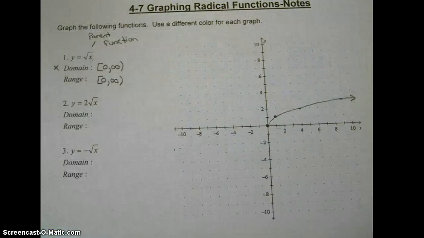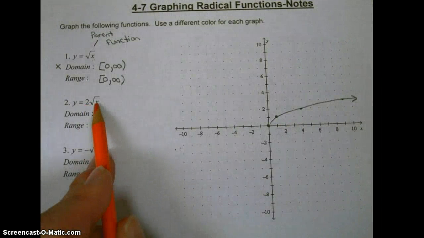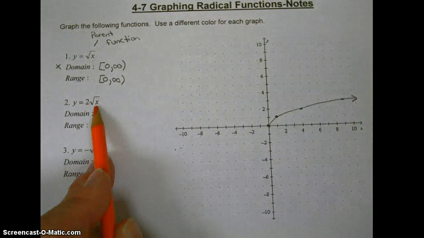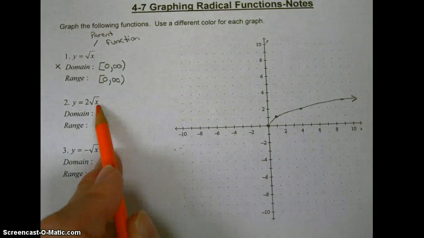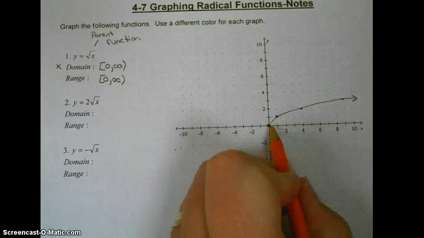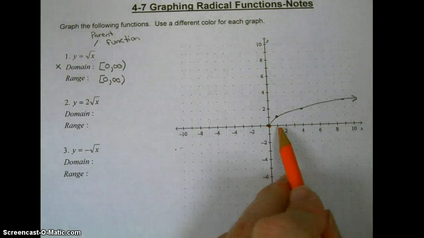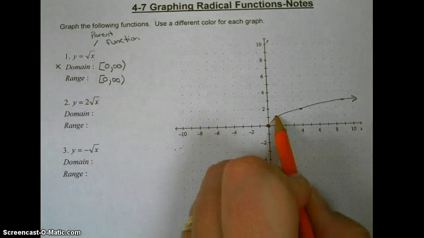Okay, changing colors. Here we have 2 times the square root of x. And all that means is we're going to do the same process, except we're going to multiply each output times 2. So when we plug 0 in, we get an output of 0 times 2 is also 0. 1, square root of 1 is 1. 1 times 2 is 2. So our output is 2.